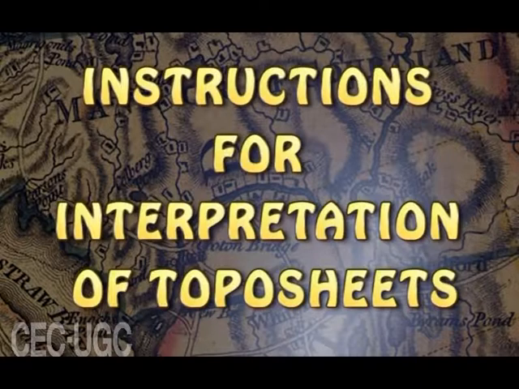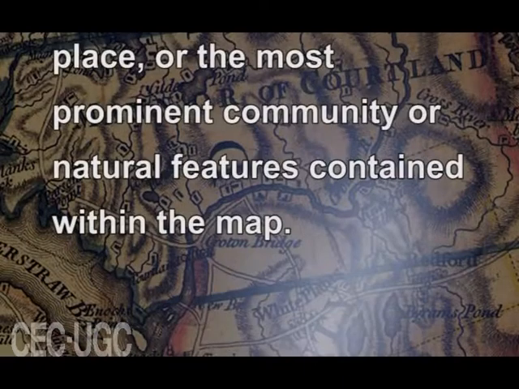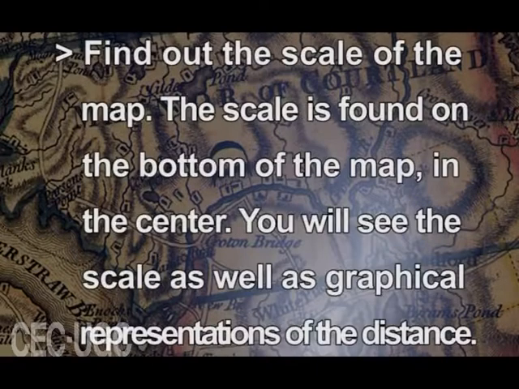The basic instructions used for interpreting the topo sheets. First of all, when you observe a topo sheet, you have to verify the title of the topo map. You will find this information in the upper right corner of the map. The title of the map will identify the name of the place or the most prominent community or natural features contained within the map.